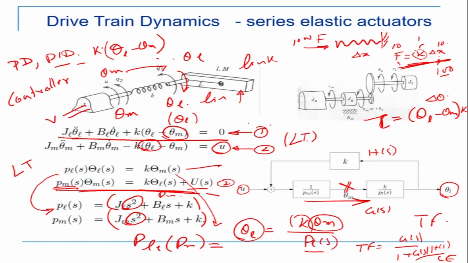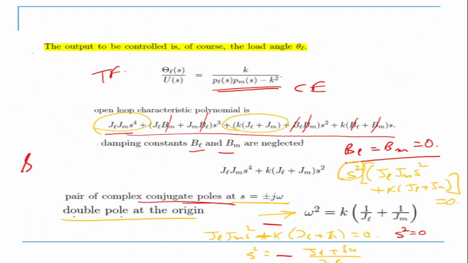Now as far as the system is considered, this is the system and the system is stable. We are seeing that although it is s raised to 4, all the roots are on the j omega axis and there are 2 of them at the origin. But they are stable.